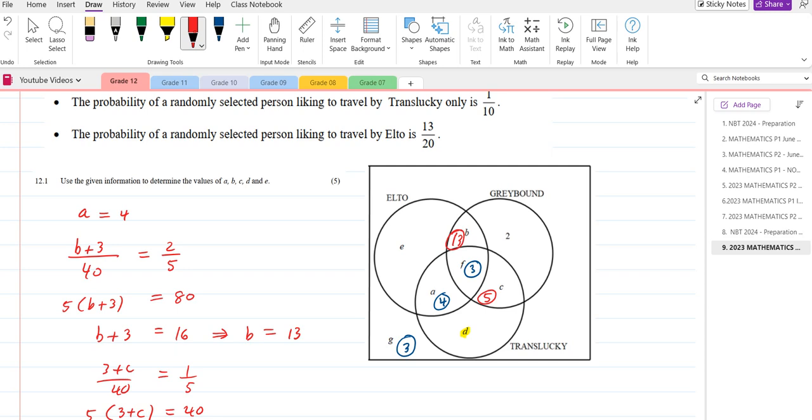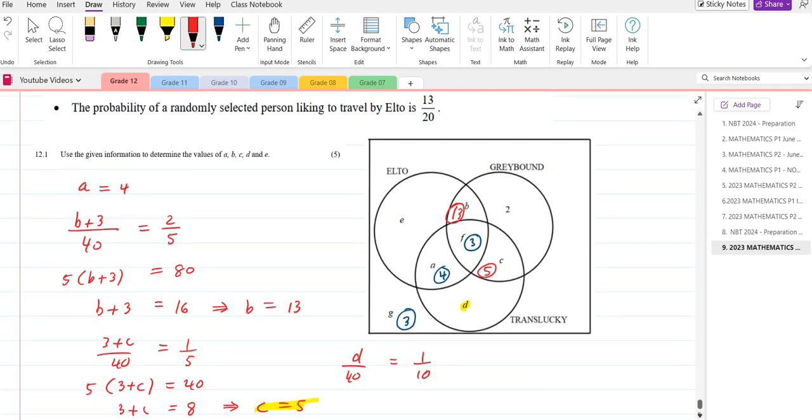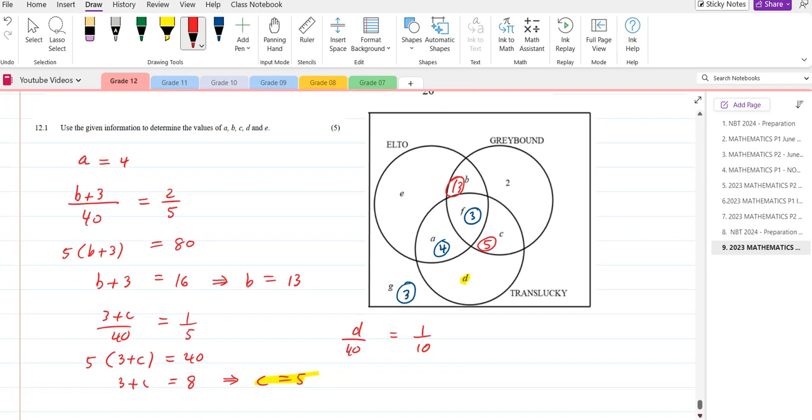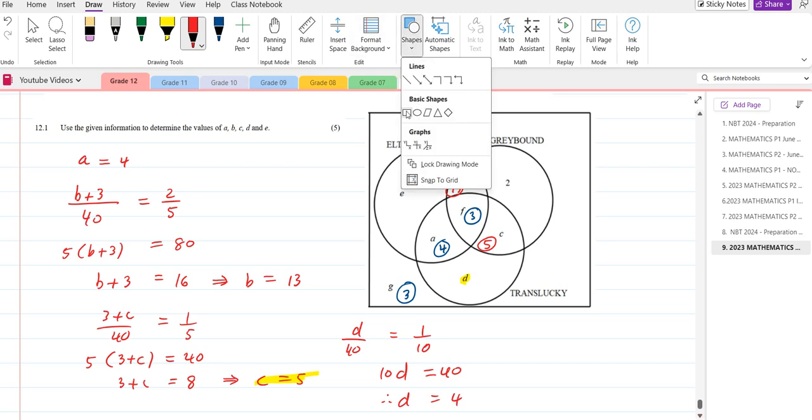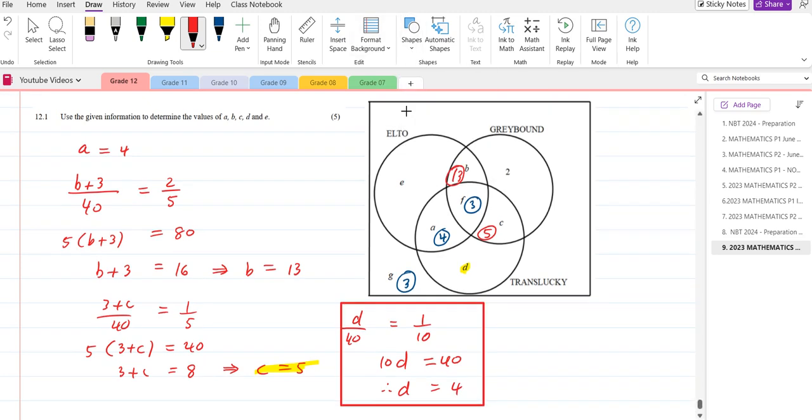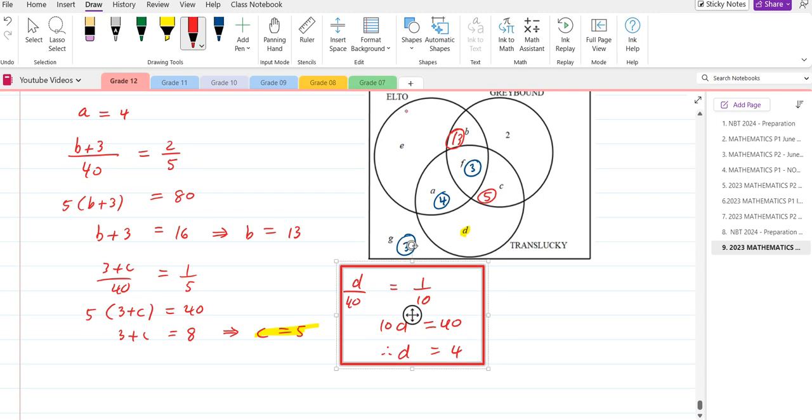So how are we going to solve for D? We're going to say D out of 40 is equal to 1 out of 10. Translucky only. So D is equal to 4, right? If you cross multiply, you're going to get 10D is equal to 40. So therefore D is now equal to 4. Remember, I solved for D here, right? So D is equal to 4.